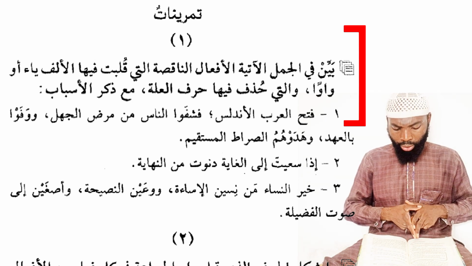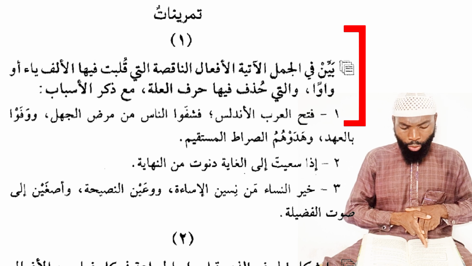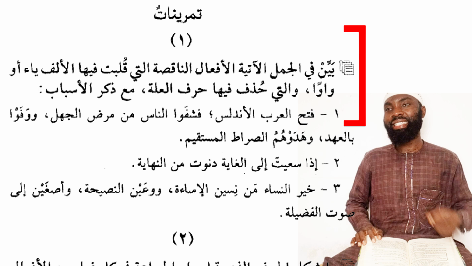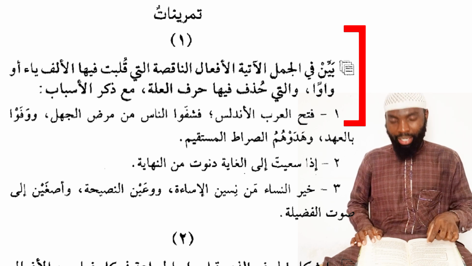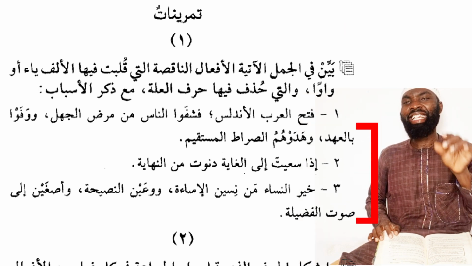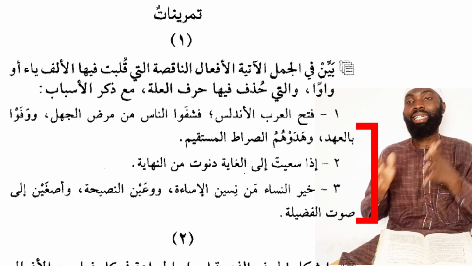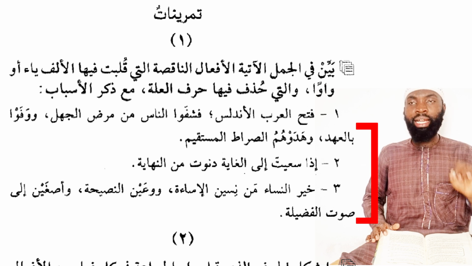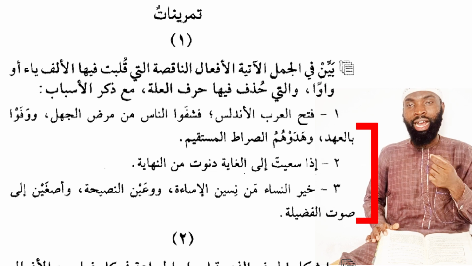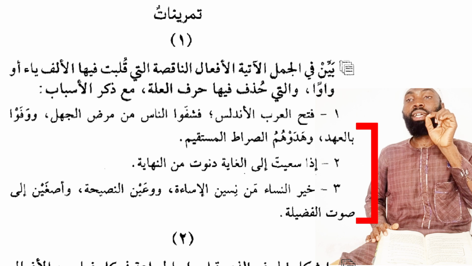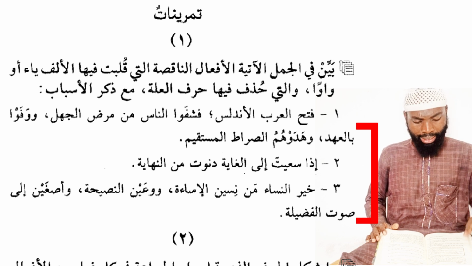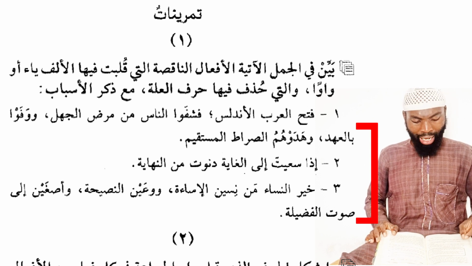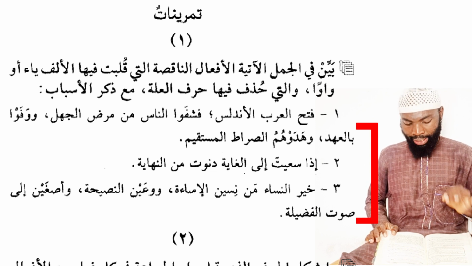Now we have فتح العرب الأندلس. So here we don't have any word here. فشفى الناس من مرض الجهل. So the word شفوا, we can see it was shafa. So حذف منها حرف العلة لإسناده إلى واو الجماعة. Because واو الجماعة is attached, we remove the حرف العلة. ووفوا بالعهد. The word وفوا is also وفى, and also حذفت حرف العلة. The second letter is omitted. وهدوهم الصراط المستقيم. So هدوا, the same thing, the حرف العلة is omitted.